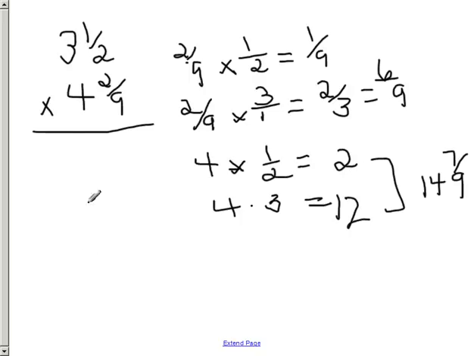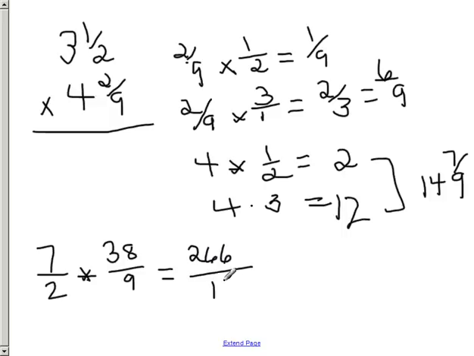So I can also use the improper fraction method by changing 3 and 1/2 to 7/2, and 4 and 2/9 to 38 over 9. I'd have to multiply 7 times 38. And when I do that, I get 266. I'd have to multiply 2 times 9 to get 18. And then with this method, I get a large improper fraction.